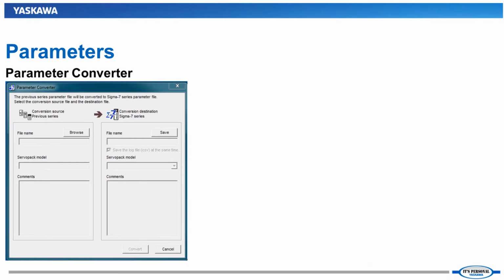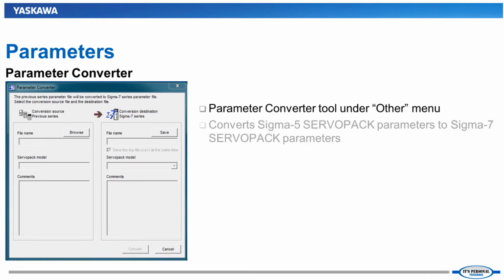There is a new parameter converter feature, so this will allow you to convert from a previous series Sigma drive, so Sigma 5 to a Sigma 7, and it will update all the necessary parameters. This tool is located under the Other submenu.